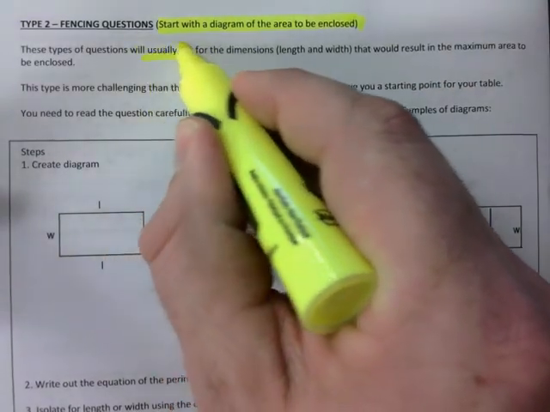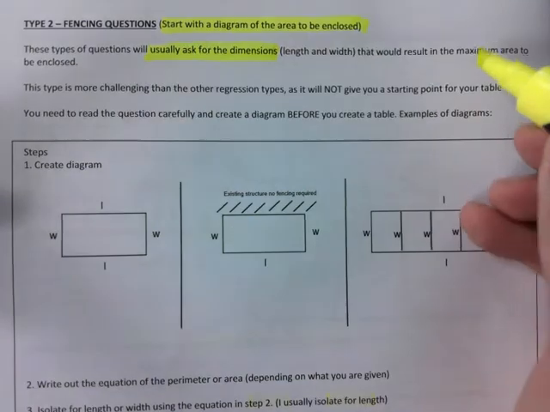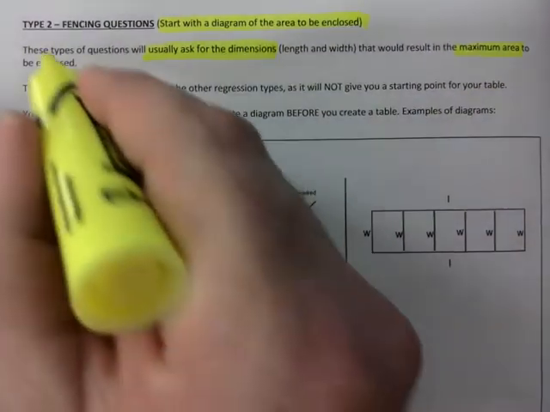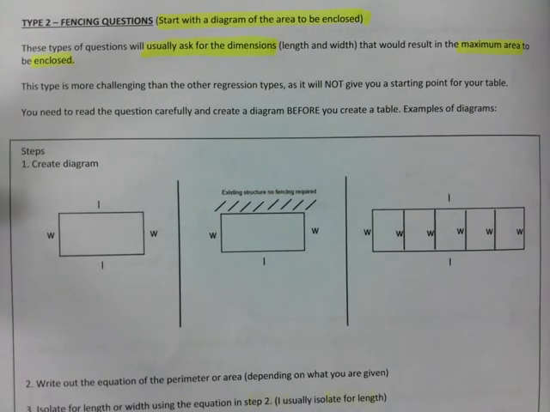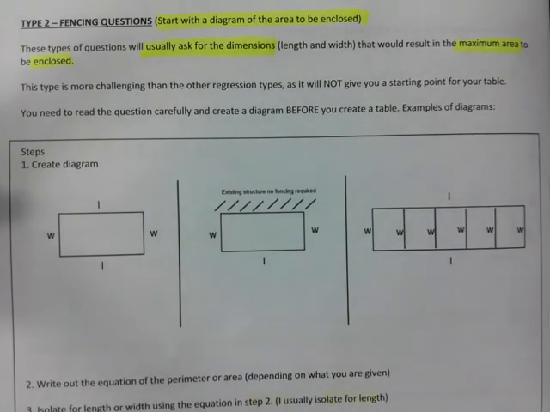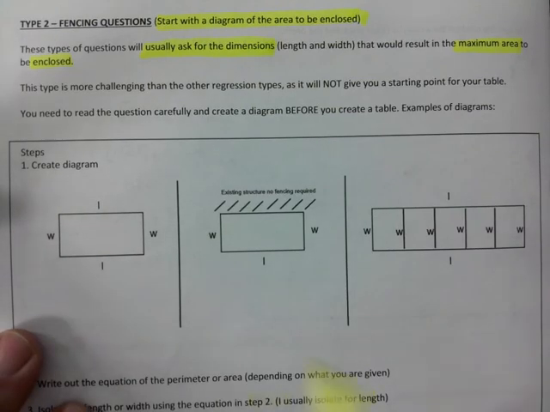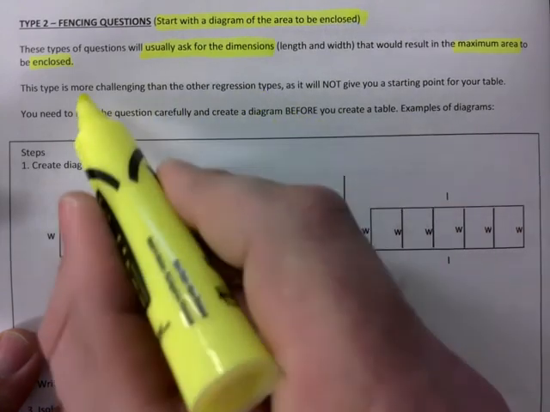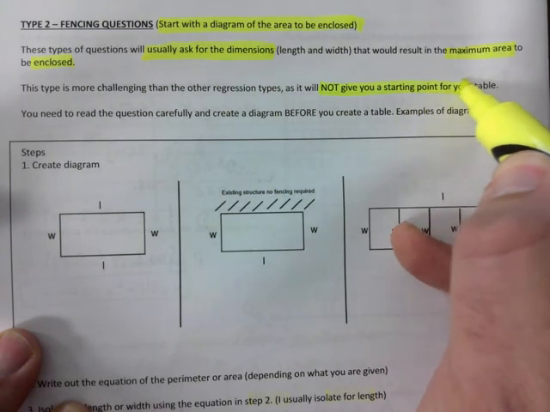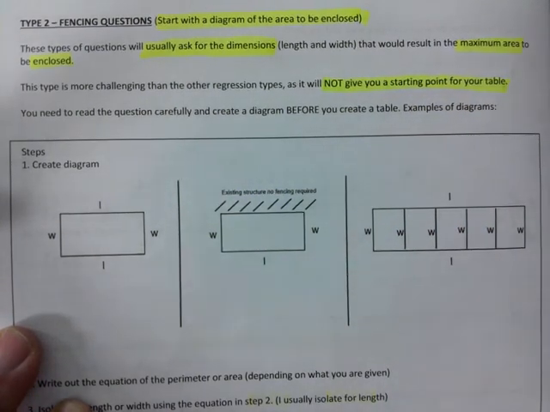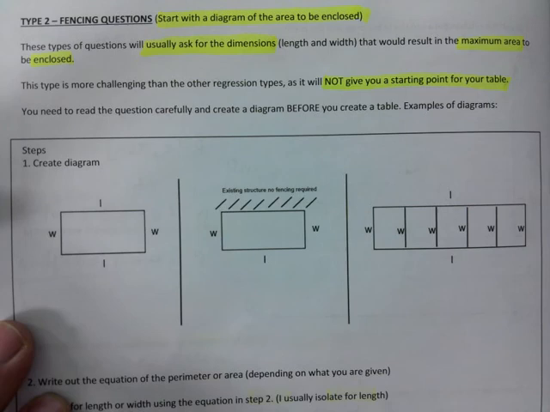They usually ask for dimensions to get the maximum area that you can fence in. So you'll have a certain amount of fencing available, and there's a way to figure out the dimensions that will allow you to fence in the biggest area possible, right? So this type is more challenging than other. This is the most challenging, folks, just so you know. It will not give you a starting point for your table. That's what makes it a bit more challenging.